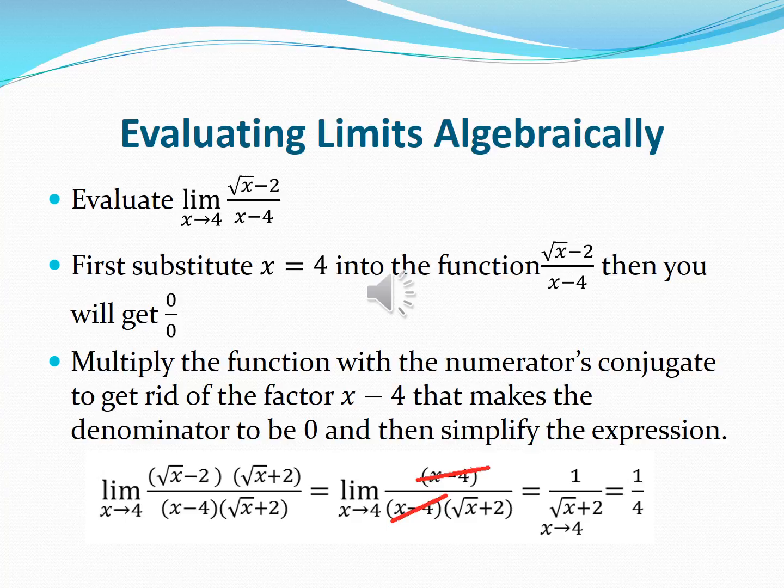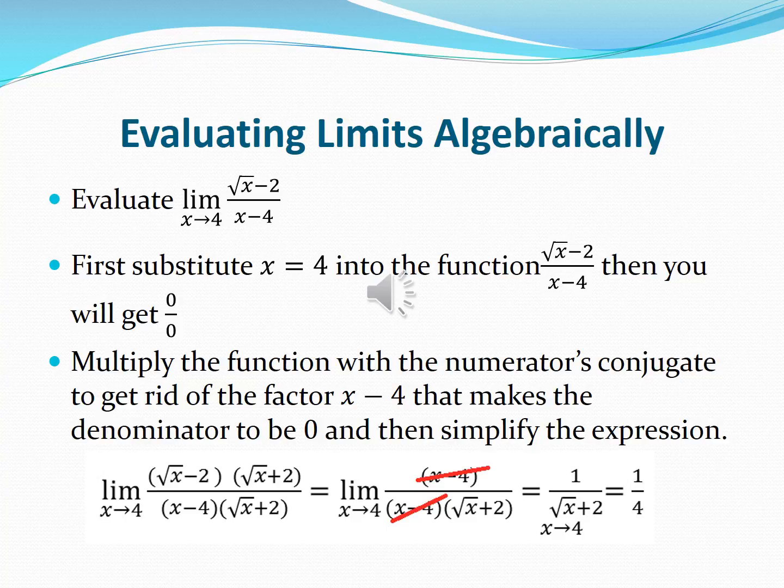Evaluating limits algebraically. Evaluate the limit as x goes to 4 of (square root of x minus 2) divided by (x minus 4). First, substitute x equal to 4 into the function (square root of x minus 2) over (x minus 4). If we do the substitution, we obtain 0 over 0. This is an indeterminate form. And once we have an indeterminate form, we will think of an algebraic approach that will alter the function.